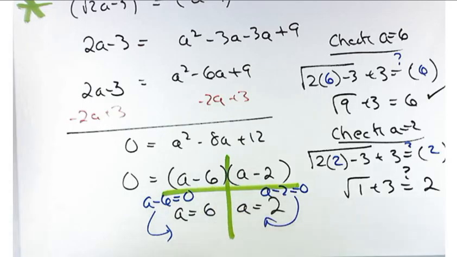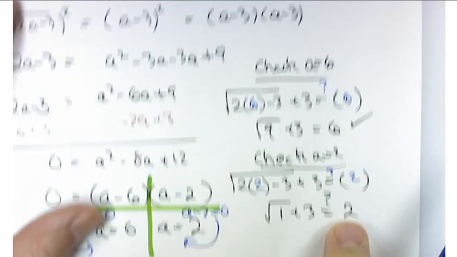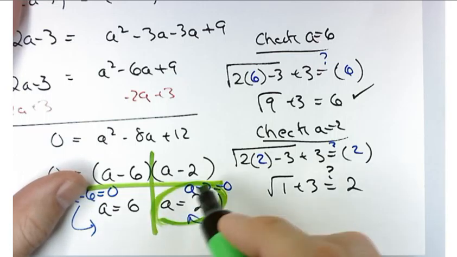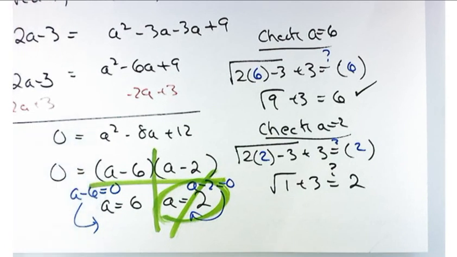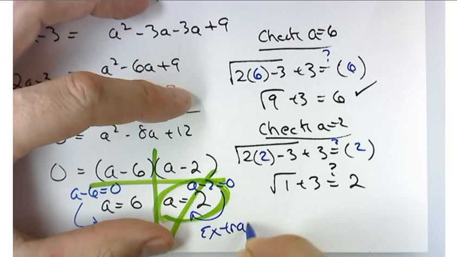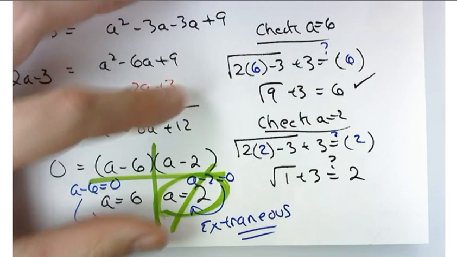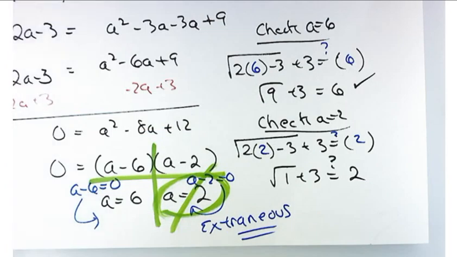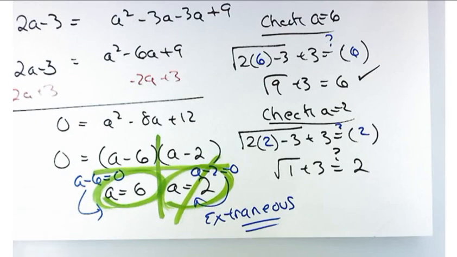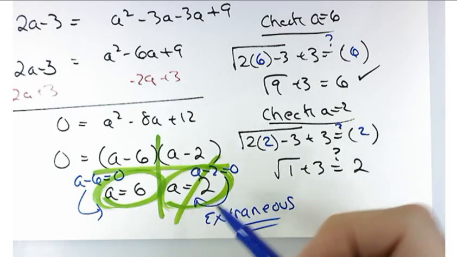All right. How about a equals 2? Did a equals 2 work out? No. So a equals 2 is an extraneous solution. You have to cancel that one out. Now, you don't have to write extraneous. I know it's a big word. That's fine. But a equals 2 is an extraneous solution. The only solution that works is a equals 6. And that's it. So you can see it's important that you go back and check your answers. It's not just a good idea. 2 doesn't work.